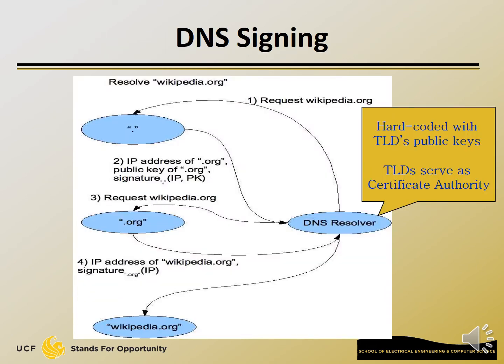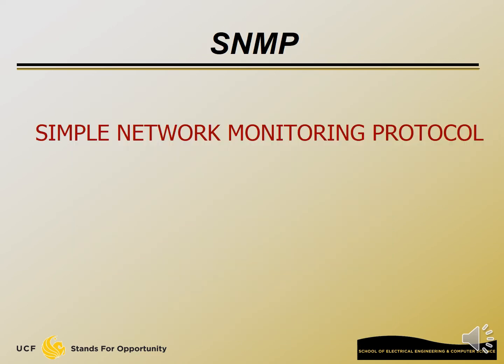DNS signing: the TLD server is accessed by the certificate authority and the DNS resolver. For wikipedia.org, it will first search for .org, then the DNS resolver will give wikipedia, and the signed .org record will give the IP address.